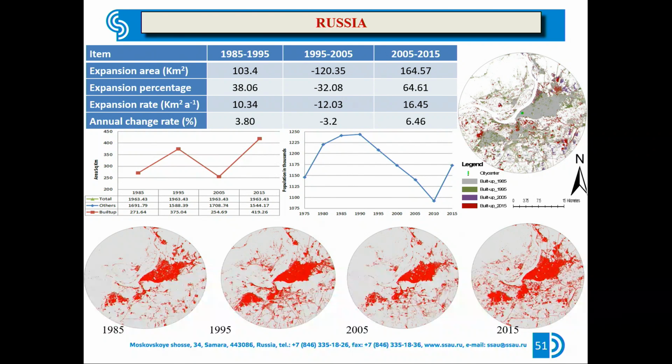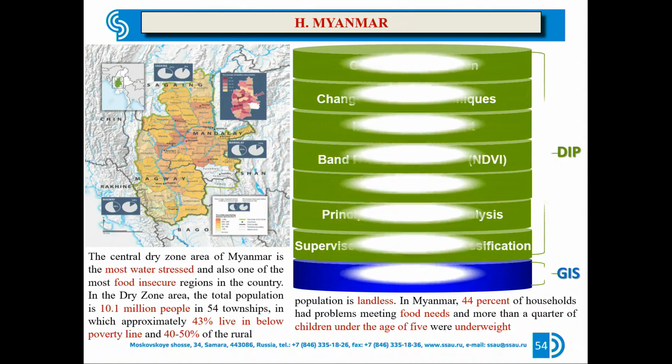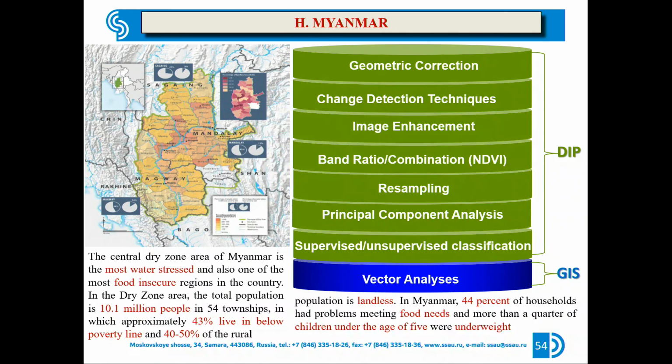This is the work in Japan, where I identified natural environmental vulnerability, as well as, if the sea level or river water level increases, how much area will be covered and which class will be affected. Later on I was also working on Myanmar. Around 43% are below the poverty line and around 25% of children under the age of 5 are underweight. This is the dry zone area.